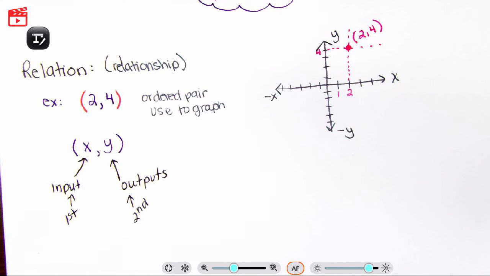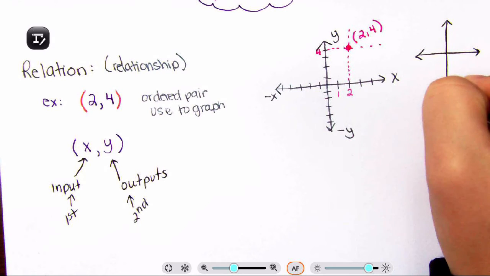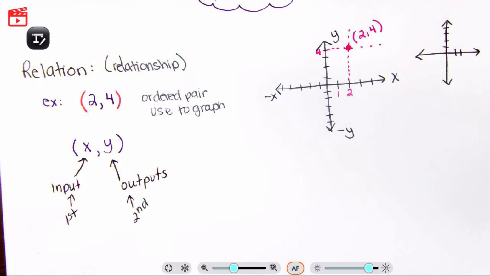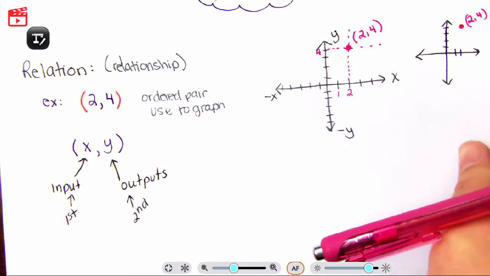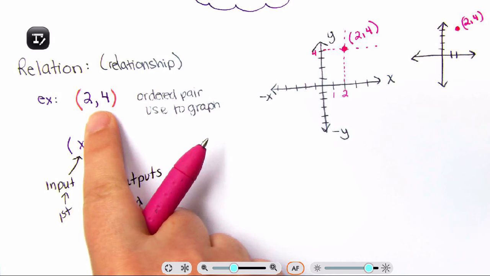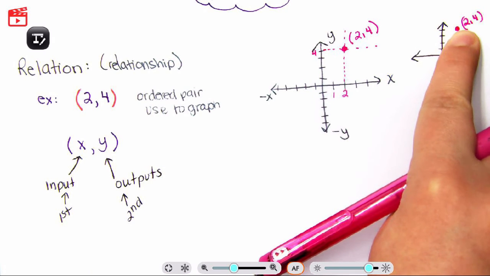So without the lines, let's do this really quickly. Without the lines, it should look like this. So the lines are pretend. Do not draw these lines. The lines are pretend. The only thing you're graphing is the relationship, and the relationship is 2, 4, and that relationship is right here, that dot.